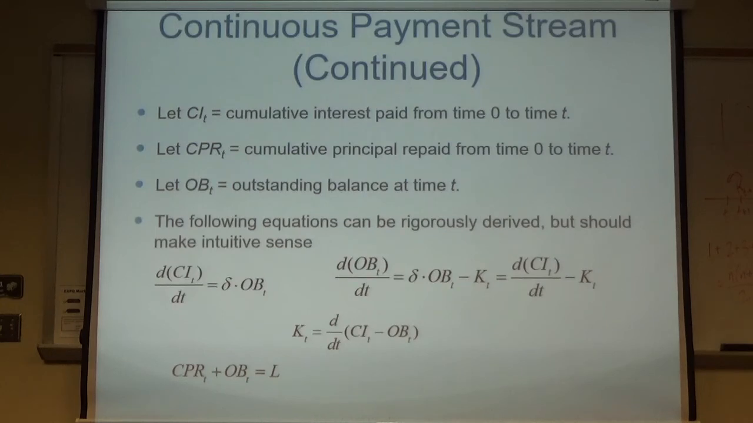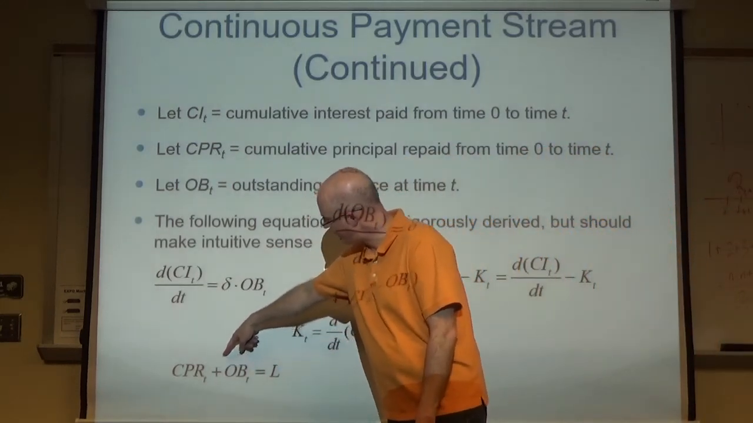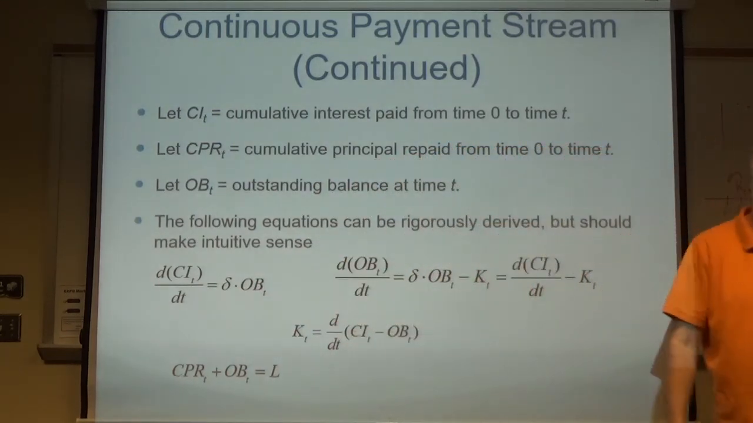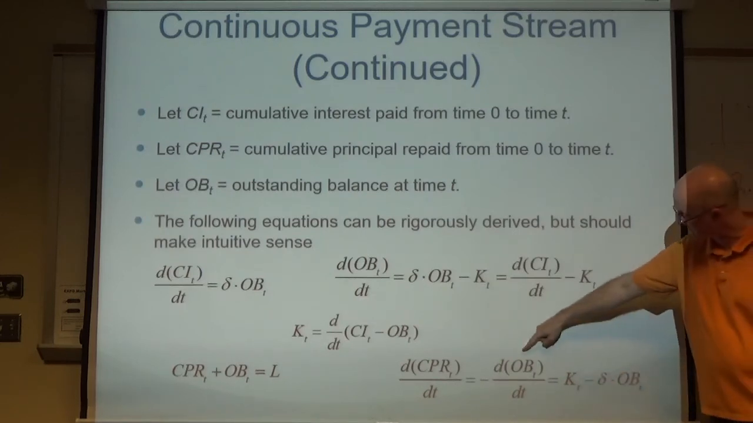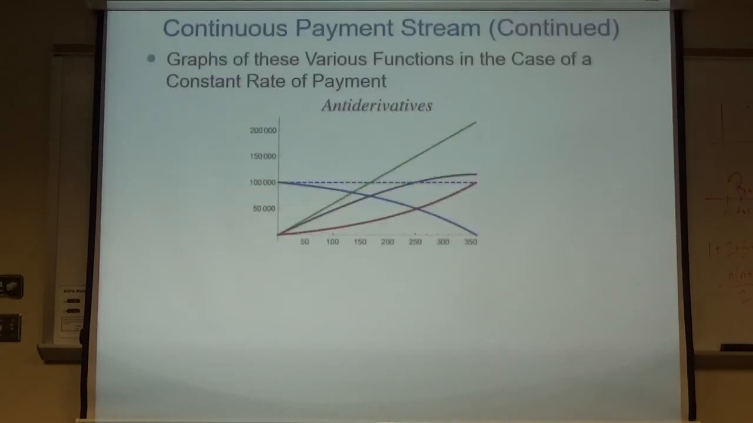CPR plus OBT is constant. As your balance goes down, your principal repaid goes up by the amount needed to make the function constant. You can differentiate both sides of that equation and rearrange to solve for the derivative of CPRt, for example, to equal this. It's the opposite of the derivative of OBT. That's kind of fast to try to understand these. They'll make more sense if we look at some graphs. We're almost done here, hang on.